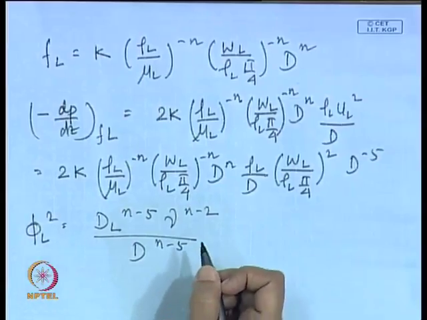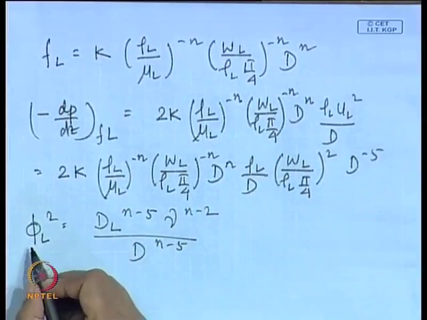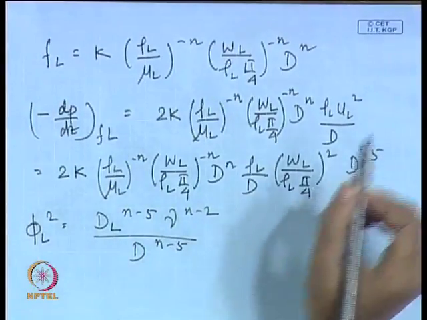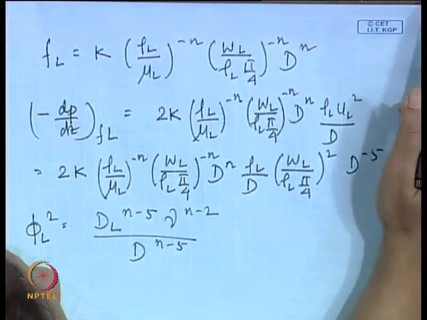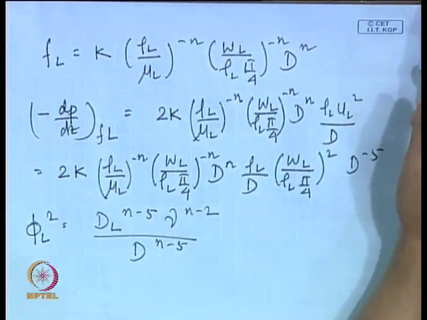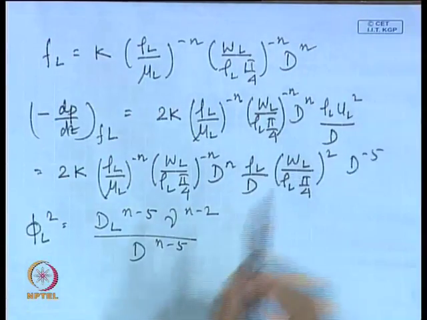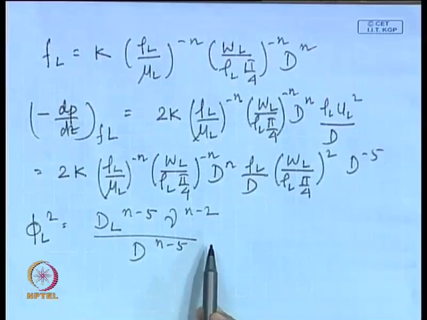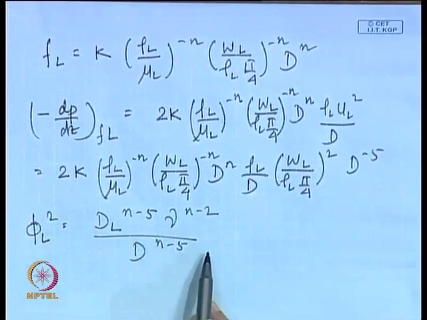So, from this what do we come to know? We find out that phi L square, the two phase multiplier, which is the ratio of the two phase frictional pressure gradient to the one which exists if liquid flows alone in the pipe, depends on just two things. It does not depend on flow rate, it does not depend on anything else. What are the two things? It is the fraction of the flow area occupied by the liquid phase and the geometry of the flow area occupied by the liquid phase. This is the final phi L square which I have obtained.